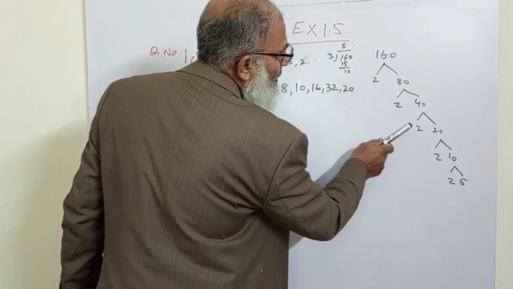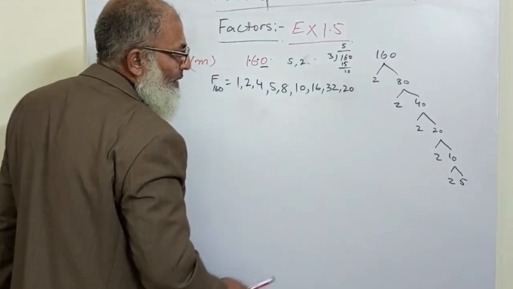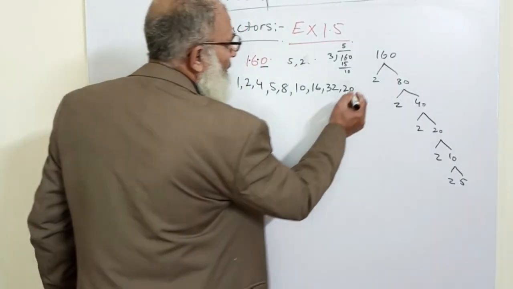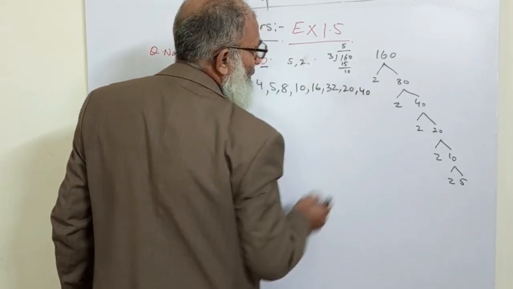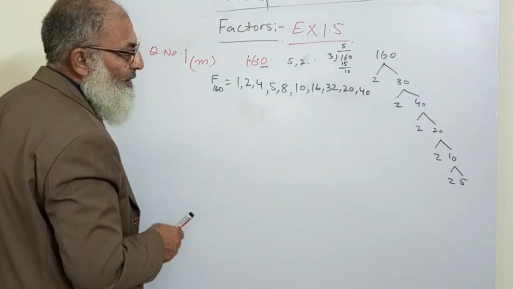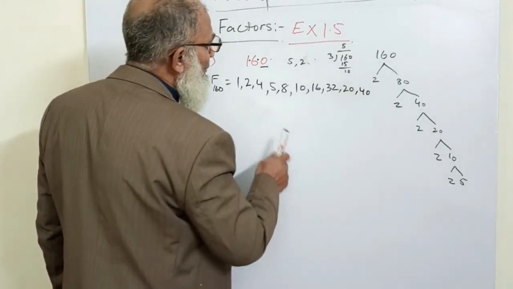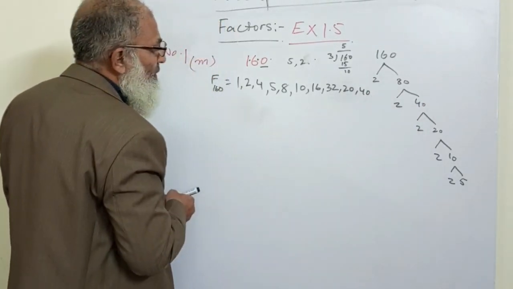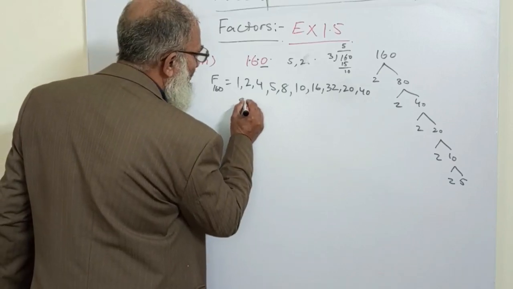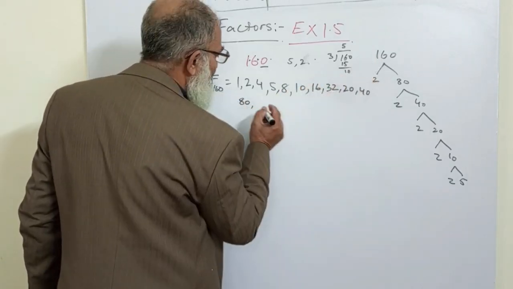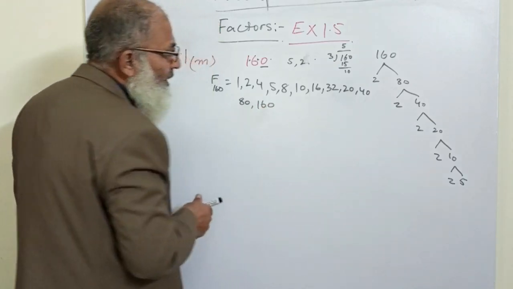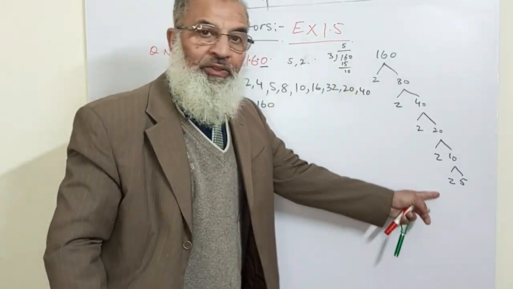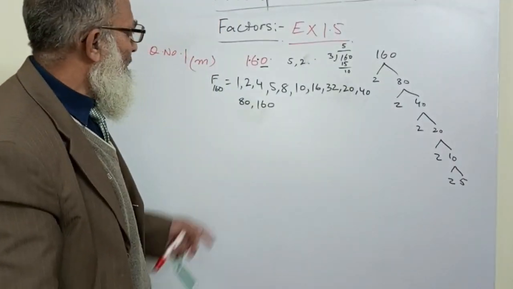5 times 8 is 40. So we have another factor. So see how factors are developing, and 40 is also written over here. And one factor is 80, and the last factor is 160. In fact, all these factors come from this factor tree.